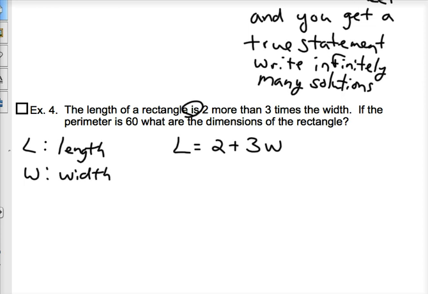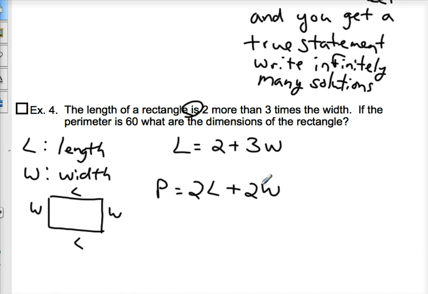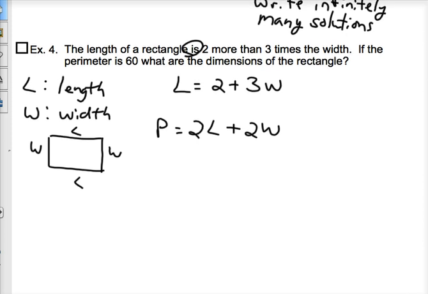The perimeter is 60. Okay, so we have the perimeter is 60. So what does that tell me? How do I find the perimeter of a rectangle? Well, perimeter is distance around a rectangle. A rectangle has a width, a length, a width, and a length. So perimeter is 2 lengths plus 2 widths. I mean, you could put L plus W plus L plus W, but when you add like terms, you get 2L and 2W. So I want 2L plus 2W to be P. I said the perimeter is 60, so I actually want that to be 60.